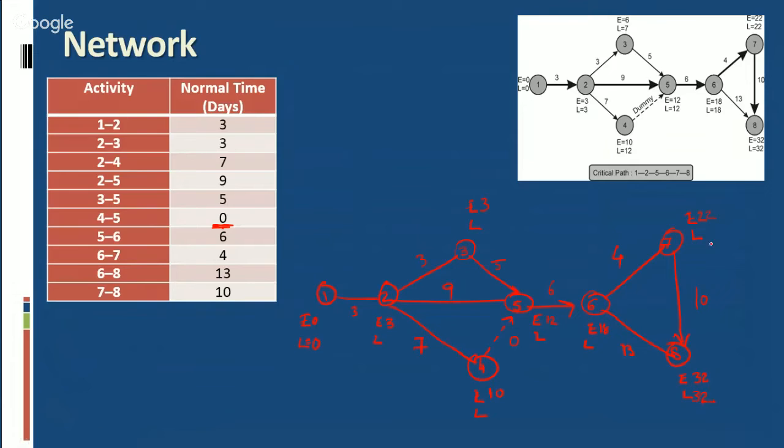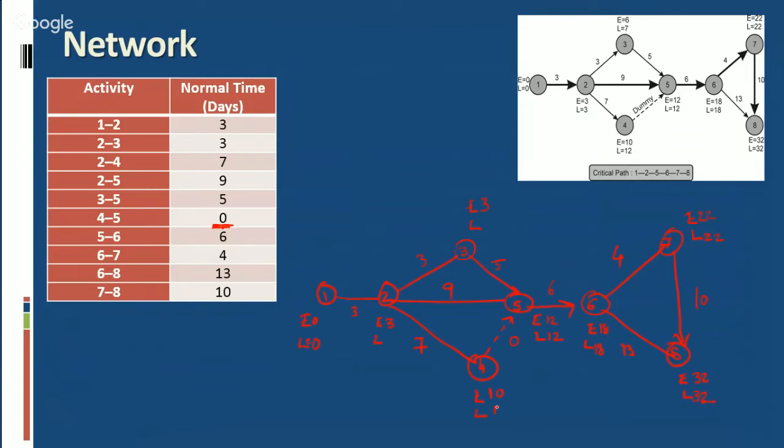32 minus 10, 22. 22 minus 4, 18. And 32 minus 13, 19. Whichever is lower, 18. Accordingly, we will take 18. 18 minus 6, 12.